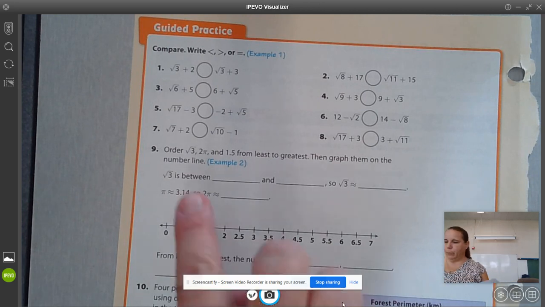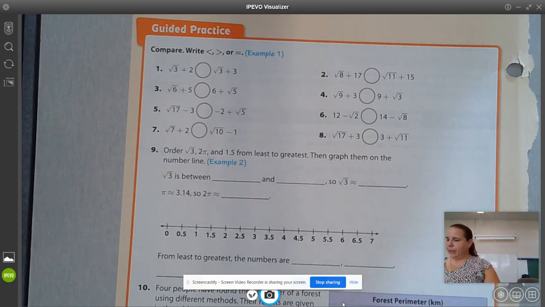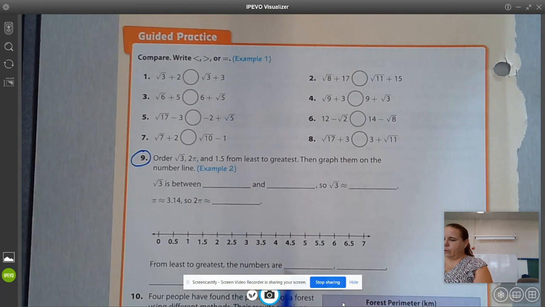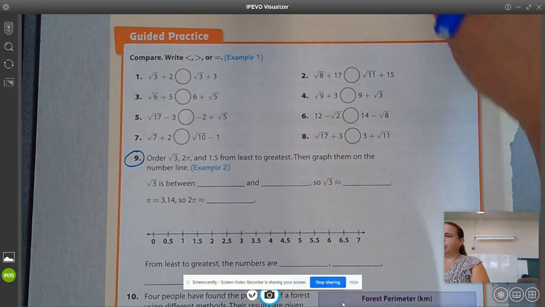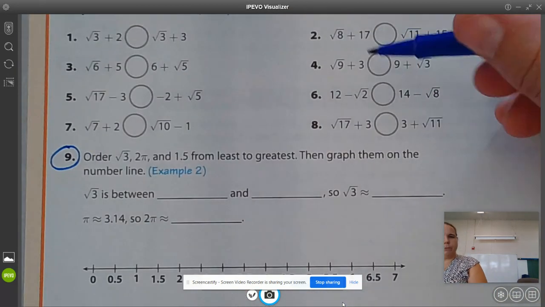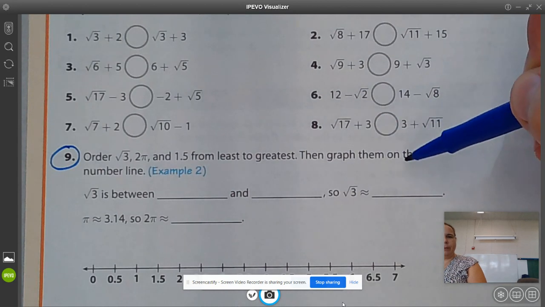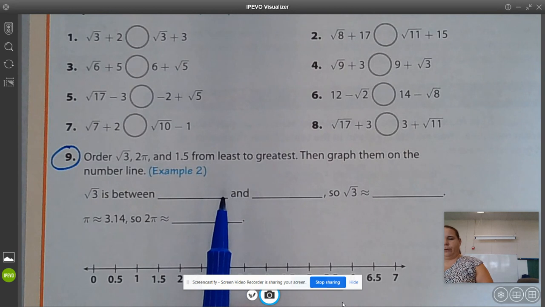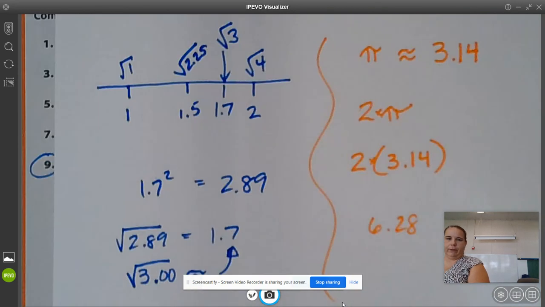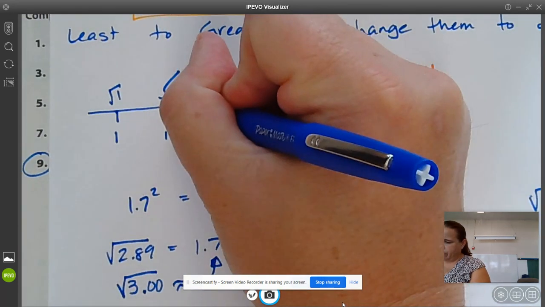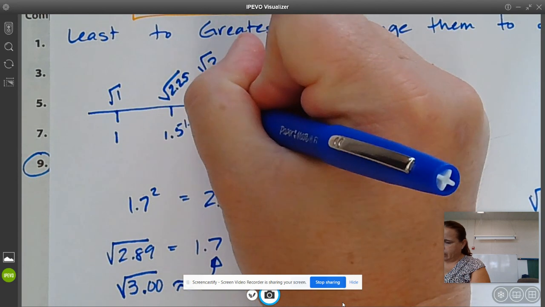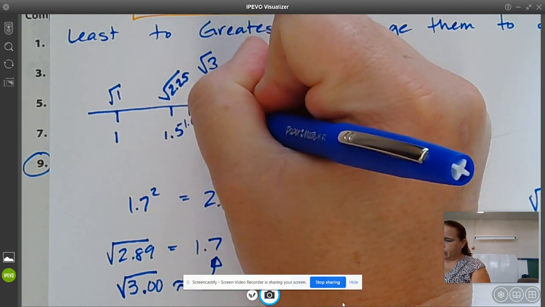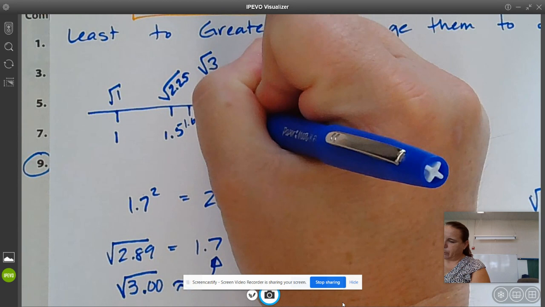Okay, so then if we go back and we're looking at page 24, number 9, right? So this is where these examples came from. If we're going to order them from least to greatest, and we're going to graph them on the number line. So square root of 3 is between, and again, we have done this problem multiple times. So we have found out that it is between 1.6 and it's between 1.7 and 1.8, right?